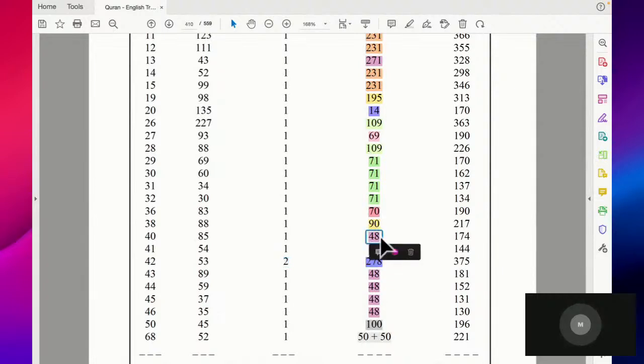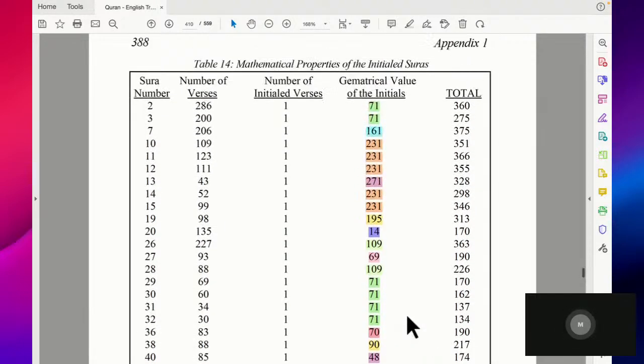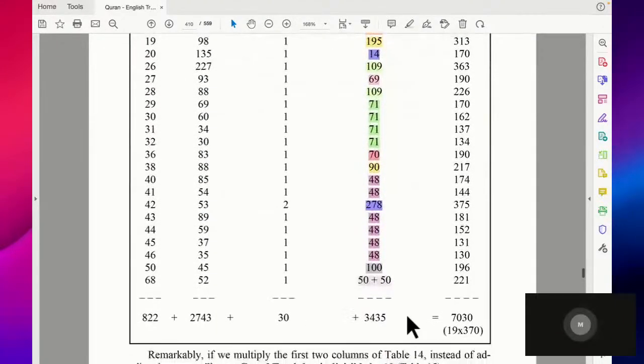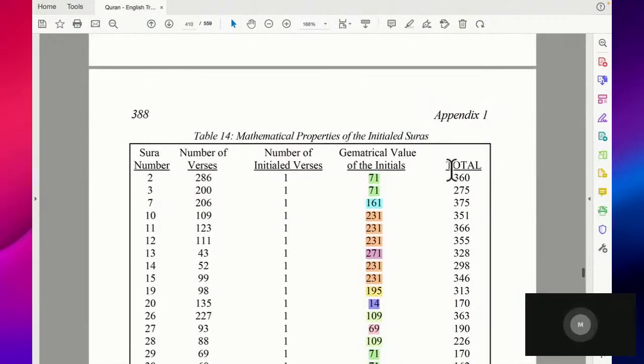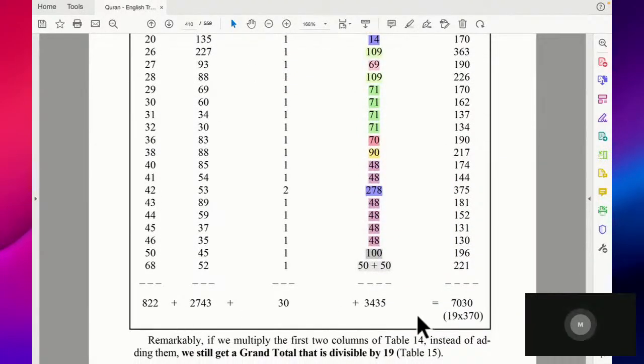For example, Ha Meem in the surahs is 48, so all the Ha Meem ones are 48, right? Surah Qaf is 100 because there's only one Qaf. Then Surah Noon, for each Noon, it's Noon Wav Noon, so it's basically two 50s. Noon is 50, and we have two of them, so 50 plus 50, again it's 100, right? So this is the column of the geometrical value of the initials. And then we have the total, obviously the total of each line and the summative total of all of it together, right?